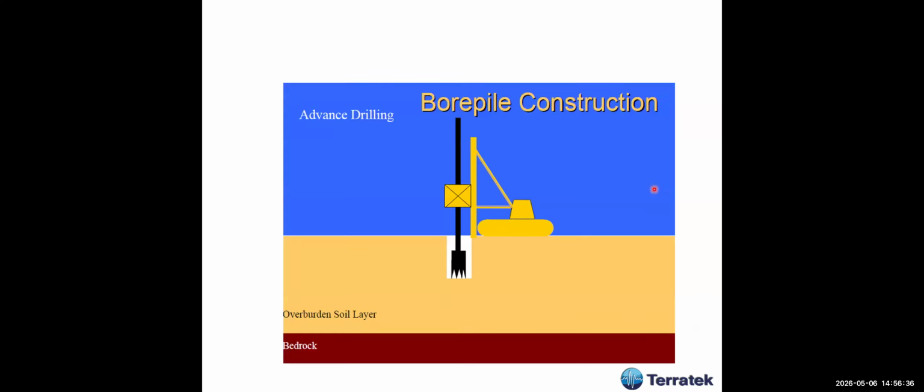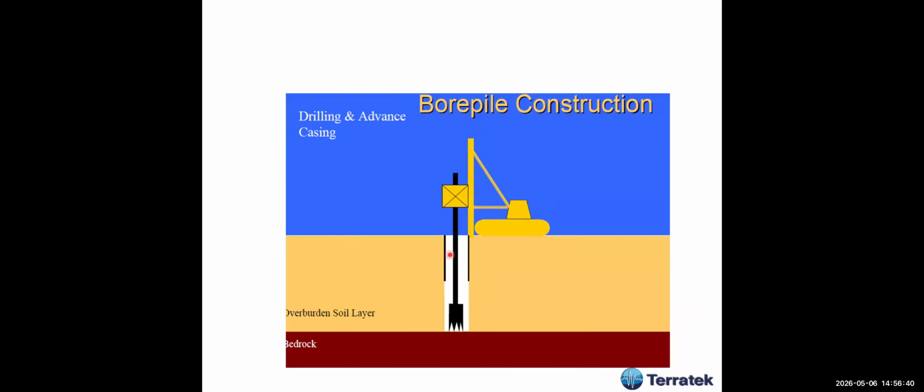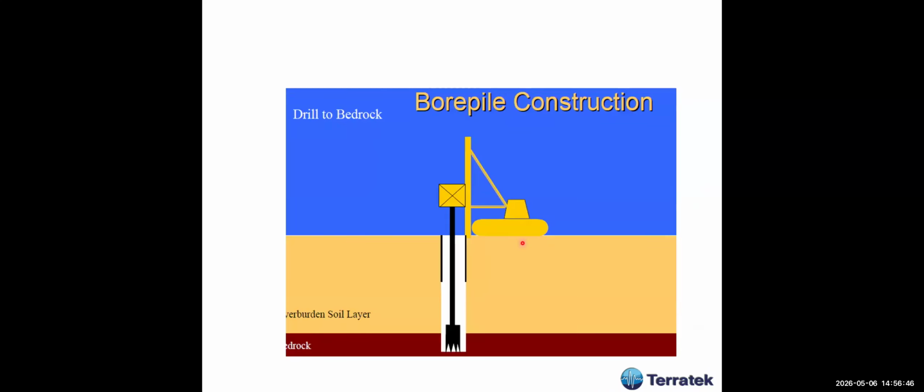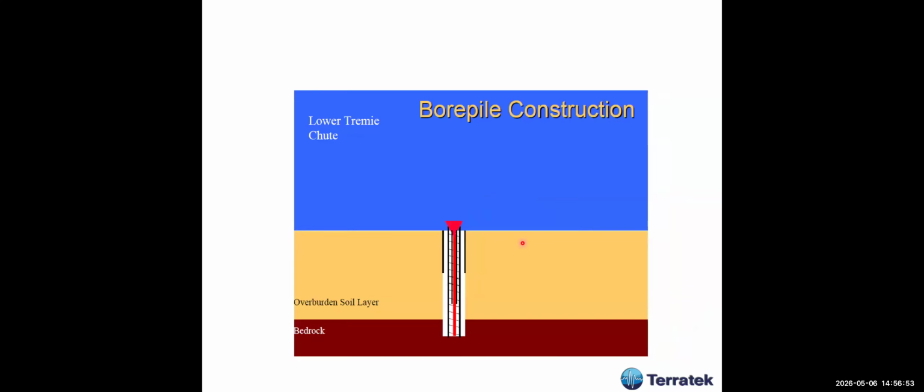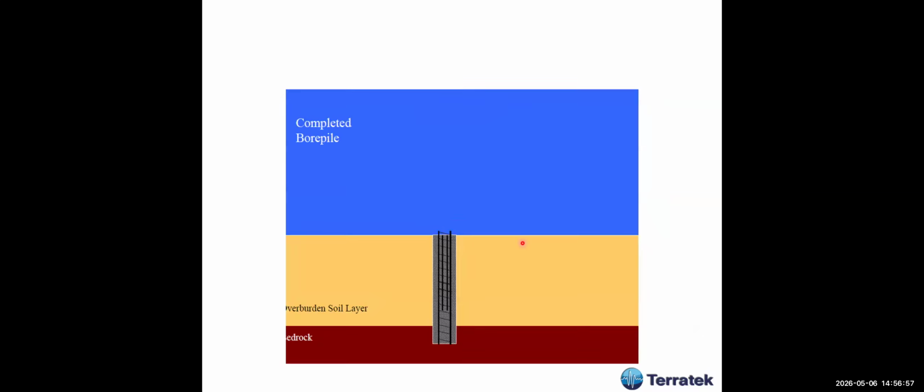So we drill, we install a casing like that at the top, which varies according to the strength of the soil. Then you go to the tip, install the casing, and then you pour the concrete from bottom upwards. And then you have the pile ready.